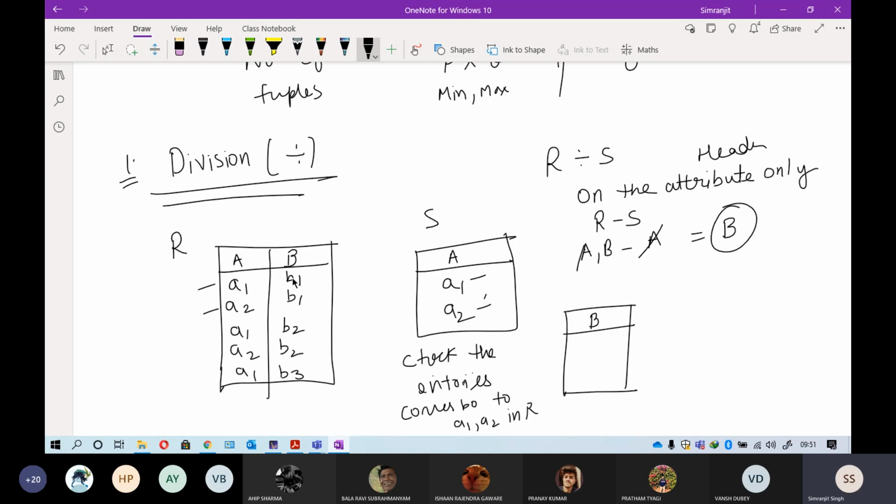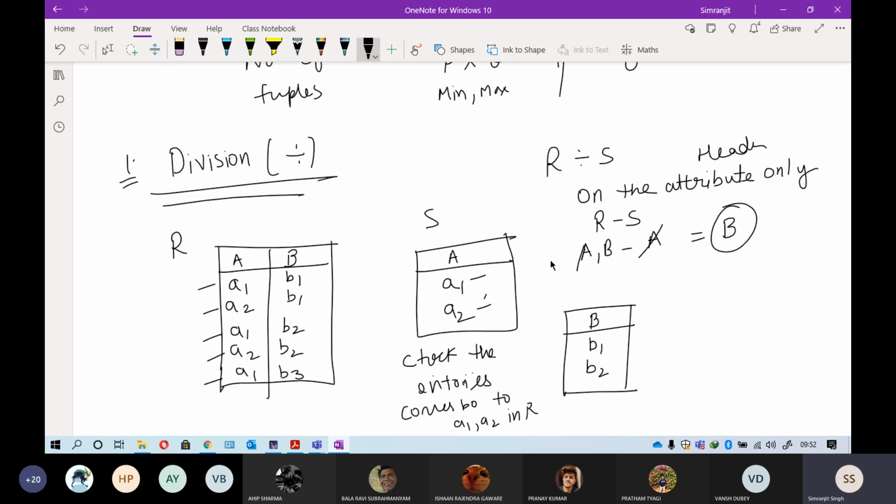It has to be common. So for both A1 and A2, there is one common entry that is B1. So you can include B1 in the table directly, this is the answer. Now check again for A1, A2. There is another entry that is common to both A1 and A2, that is B2. You can directly write B2. Now check again. For A1, the entry available is B3, but for A2, B3 is not available. So you cannot write B3 here.